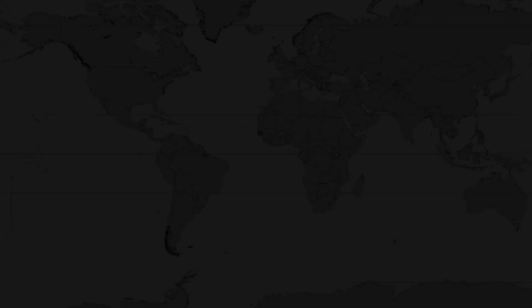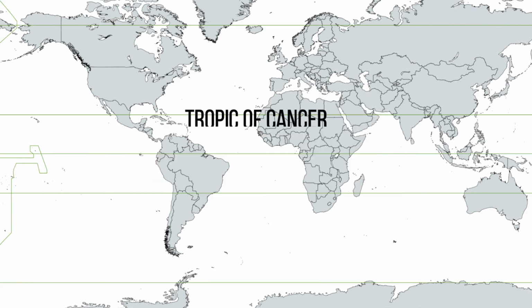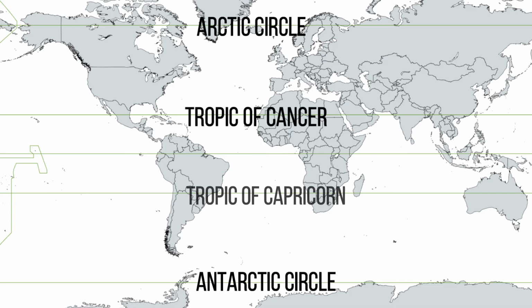Let's begin. Besides the equator, there are 4 other important latitude lines associated with seasonal variations on climatic zones. The Tropic of Cancer at 23.5 degrees north, the Tropic of Capricorn at 23.5 degrees south, the Arctic Circle is 66.5 degrees north, and the Antarctic Circle is 66.5 degrees south.